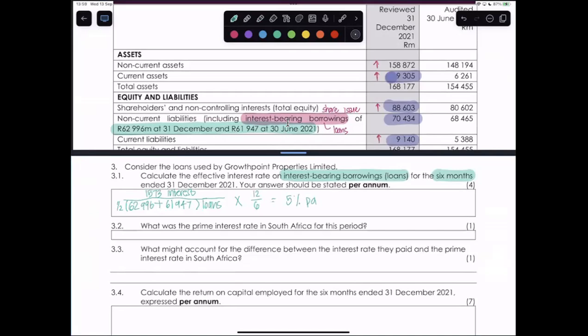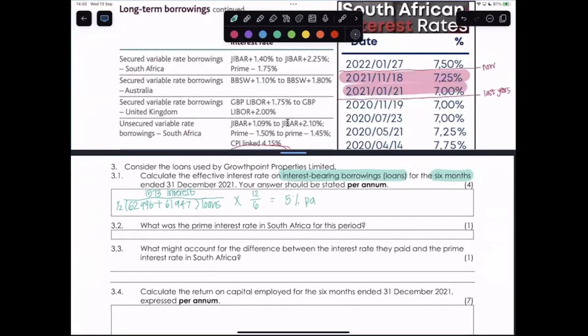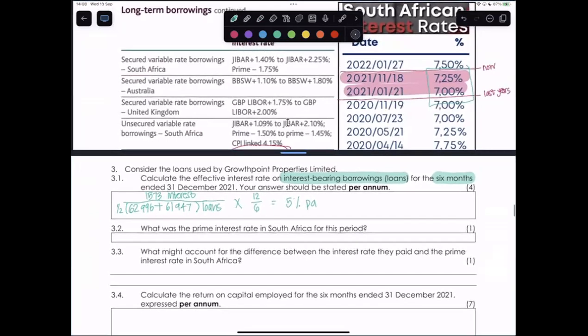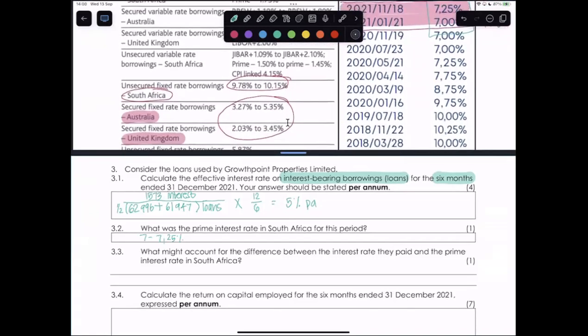What was the prime interest rate in South Africa for this period? Remember that we already highlighted it over here. We can see that the prime interest rate was 7 to 7.25%. Which means that the effective interest rate of Growthpoint is actually a little bit lower, but keep in mind that that was because of Australia and the UK that impacted it.